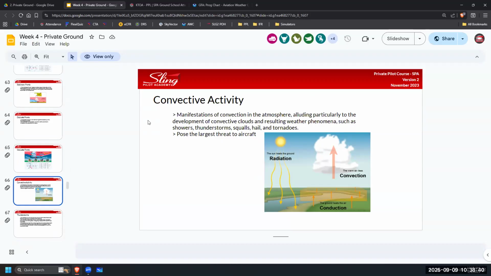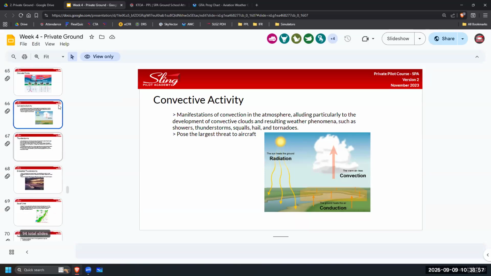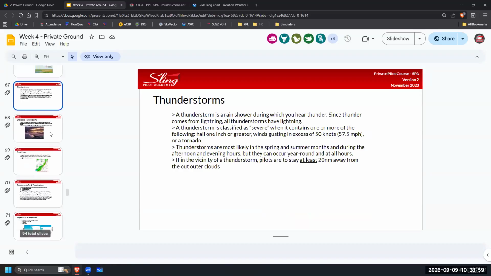How does it move? Fast. Good. So it moves fast. It's cold, dense air that moves fast along the ground and pushes up warmer air, creating that vertical development. So you're gonna have bad weather from that vertical development.